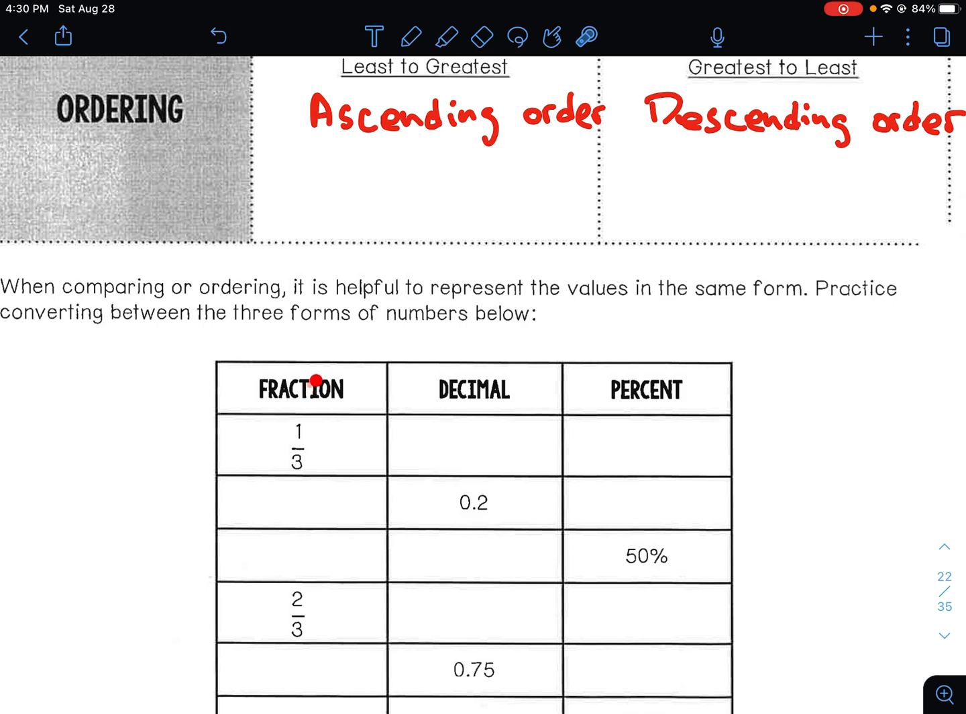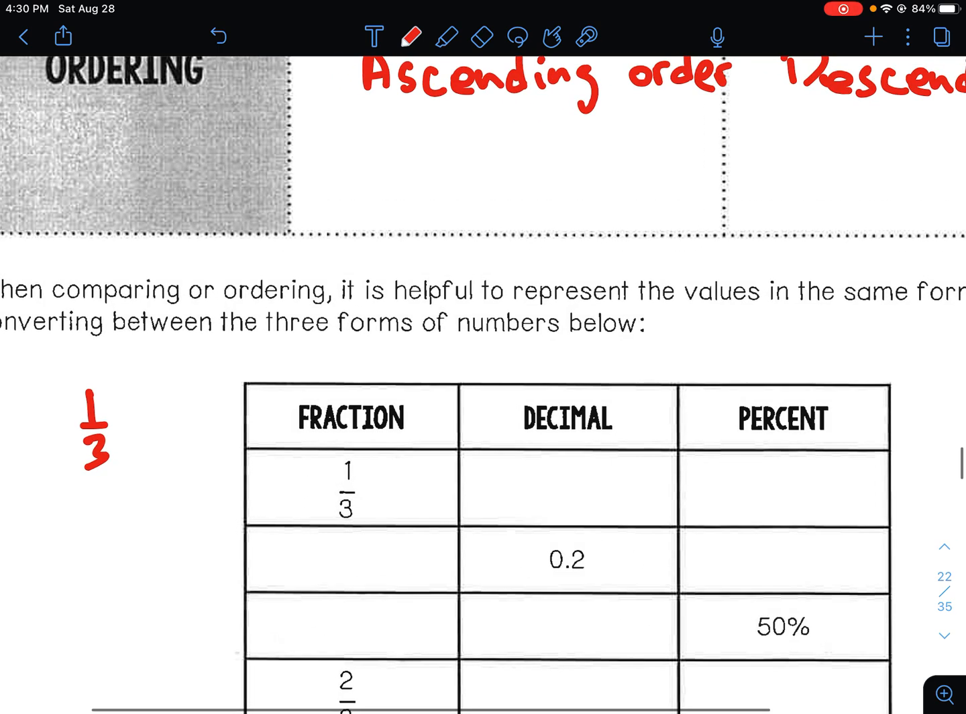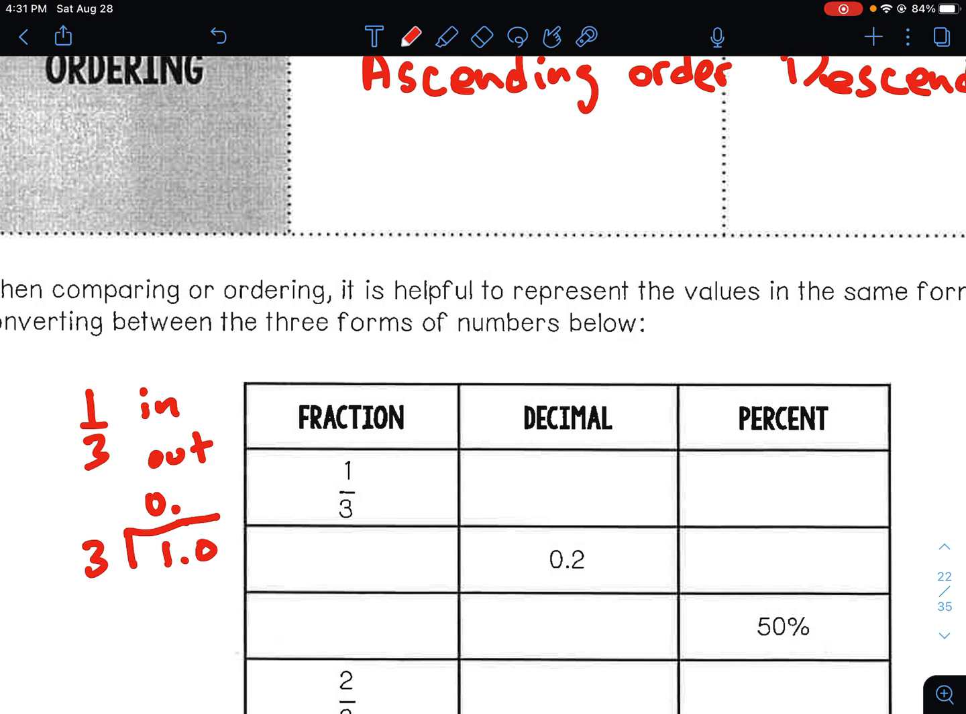Remember, to turn a fraction to a decimal, you need to do division. So 1 divided by 3. Remember the rule. The rule is the top number goes in, and the bottom number goes out. So in, 1 goes in, 3 goes out. How many times does 3 go into 1? 0 times. Add a decimal, add a 0. We have to add a decimal up there as well.